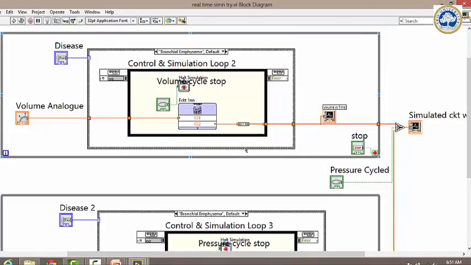The block diagram shows a while loop, a control and simulation loop, a Multisim module, an electrical input and a waveform chart output. The shown model is not completely ready for simulation purposes and is still under research to make it completely efficient.